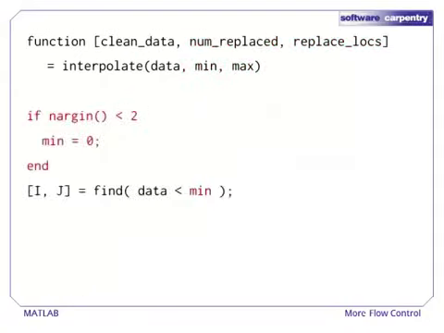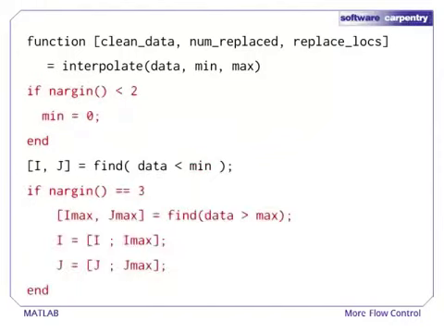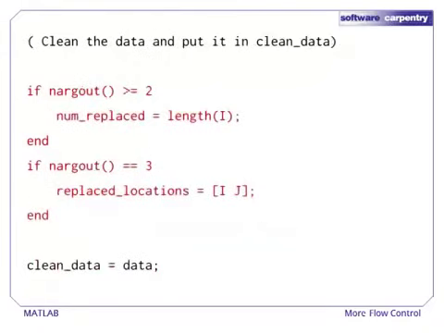At the start of our function, we test whether a second parameter was passed. If not, then the min is set to the default value of 0. Next, we test whether a third parameter is passed. If so, we find all values that are larger than the max and add them to the list of values to replace. After we've interpolated all of the values that need to change, we assign the extra return values as needed. If the caller requested a second variable, we assign the length of the replacement vector to numReplaced. If they want all of the locations that were replaced, then we assign the set of row and column indices to the variable replacedLocations.